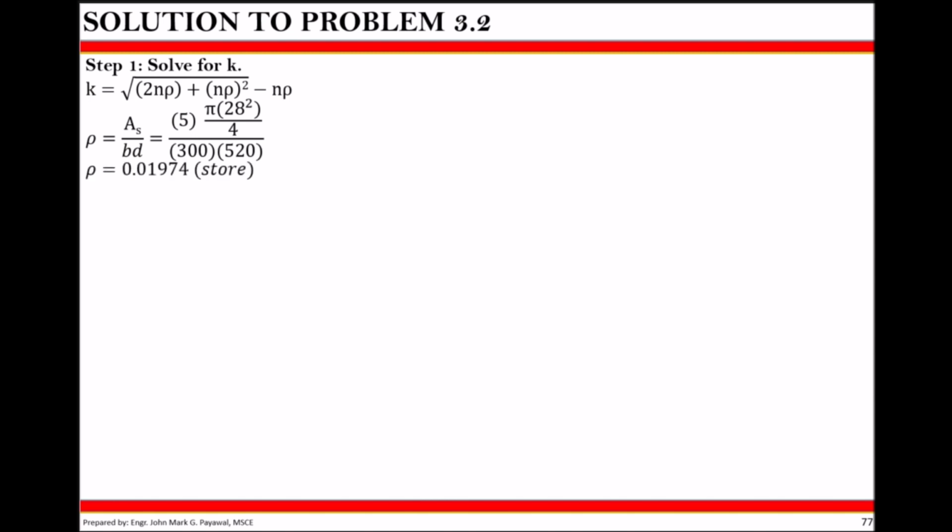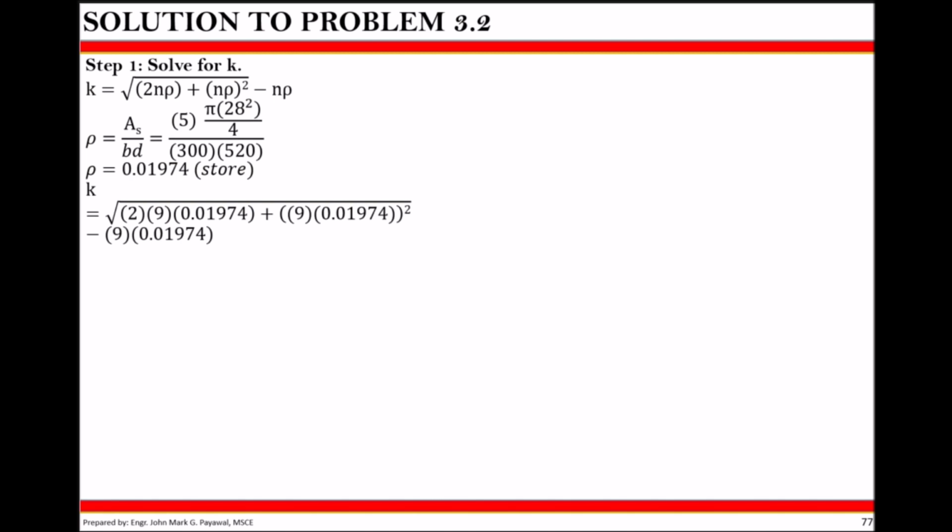For 3.2, we solve for K, but this time we don't use K balance. We use K equal to the square root of 2n rho plus n rho quantity squared minus n rho. Your rho would be equal to AS over BD, so you can check the value. Pause the video and see if you'll have the correct one. Rho would be 0.01974, and we store that in our calculators.